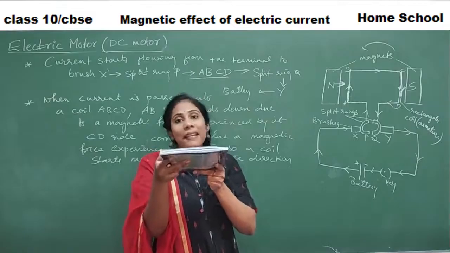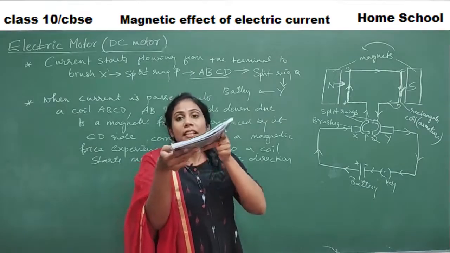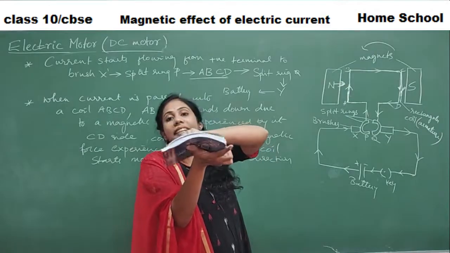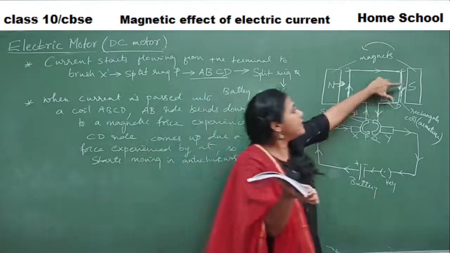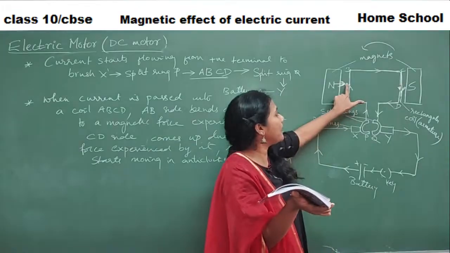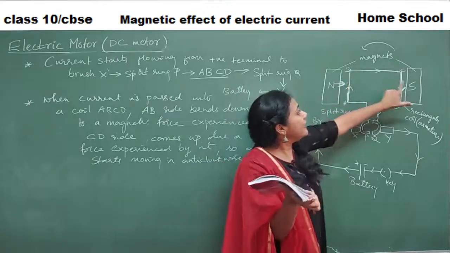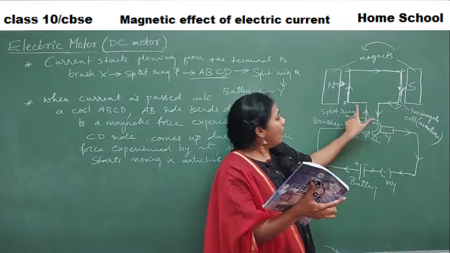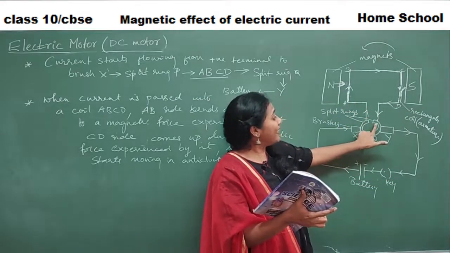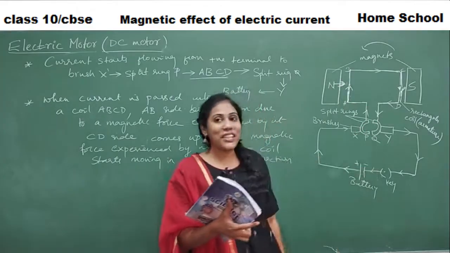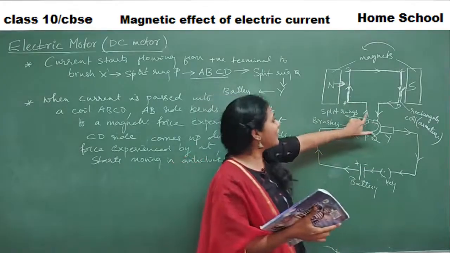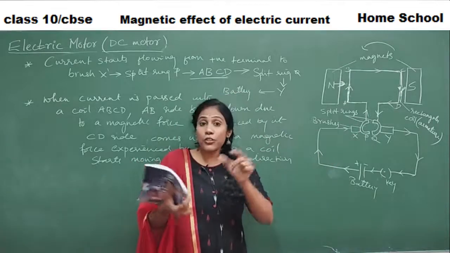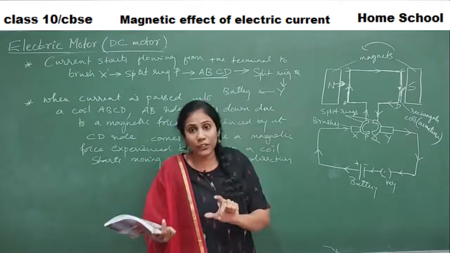But now what has happened? Half rotation occurred. AB came down, CD up. Again, CD came in the position of AB, and AB went in the position of CD. And now what happens? The split rings also will change their position. Yes or no? Actually, the coil is connected to the split rings, guys. These split rings are also movable. They also start to move.